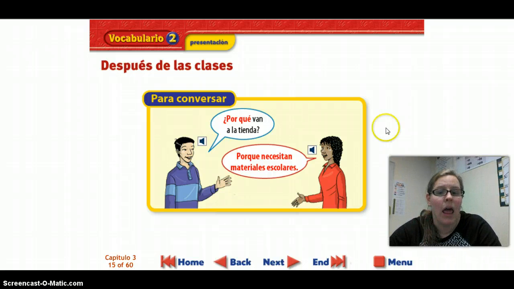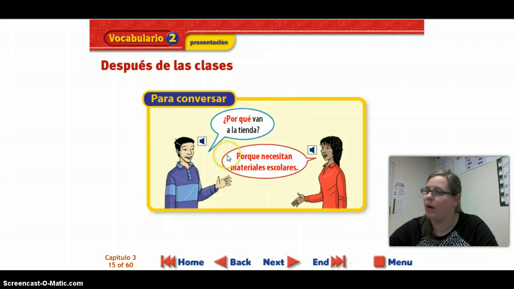Here's the caveat. You remember when we learned that all of our question words have accents. So we know that por qué with an accent, 2 words is a question. Porque without an accent, and 1 word is an answer. All right? So question word has an accent, question without it doesn't.